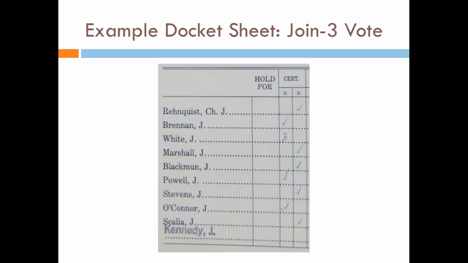This is a snapshot that illustrates a join 3 vote from another case. You'll notice that during the agenda setting vote, Justices Brennan, Powell, and O'Connor all vote to grant cert, right? So there are 3 justices voting to grant cert, while Justices Rehnquist, Marshall, Stevens, and Scalia all voted to deny. Justice White cast a vote to join 3. That's what this little 3 indicates. In this case, because 3 justices voted to grant, his vote becomes the 4th vote necessary to add the case to the Supreme Court's agenda. If only 2 justices had voted to grant, his vote would have switched to deny.